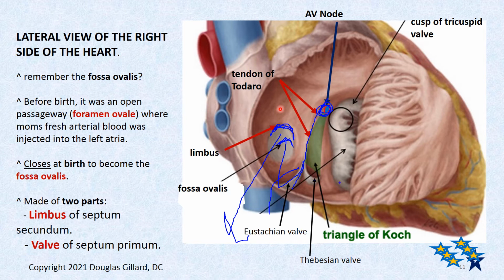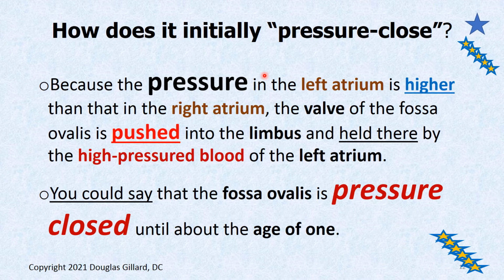The triangle of Koch, we'll get to in a bit. You can see right here there's a tricuspid valve, one of the cusps of the tricuspid. Another cusp right here. One cusp right here. And yeah, those are all the parts. SA node would be up in this region. All right, see, I did a little anatomy view.